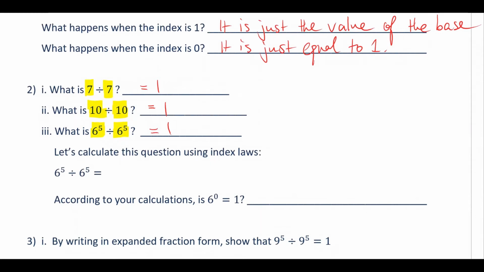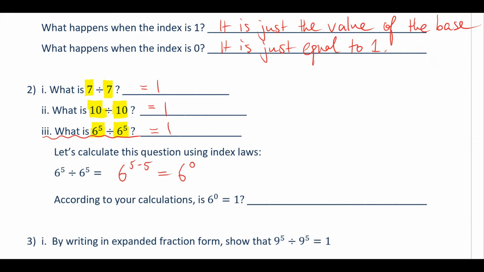Now, we're going to calculate this particular question using index laws. So by using index laws, we're asking ourselves, how can I manipulate the indices based on what we know about dividing terms with the same base? So here we are going to subtract our indices. What is 5 minus 5? Well, that's just equal to 0, isn't it? So 6 to the power of 0.